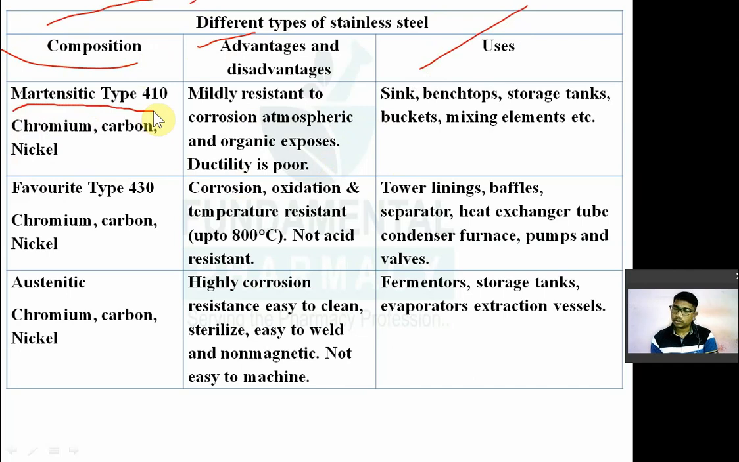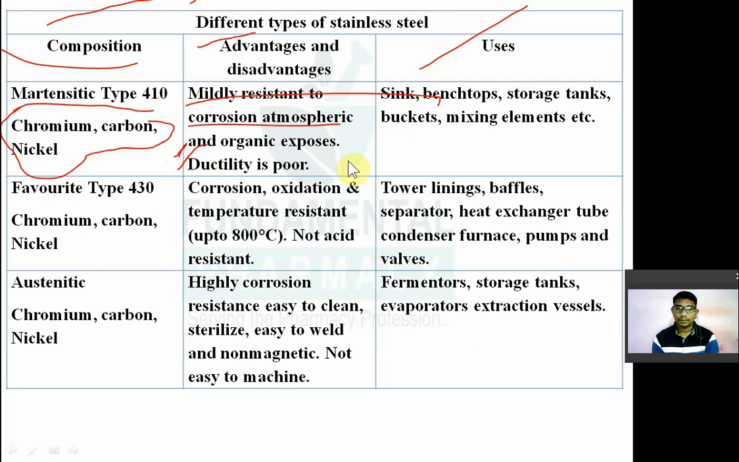So the first one is martensitic type 410 steel. It is made up of chromium, then carbon and nickel. Advantage: it is mildly resistant to corrosion, atmospheric corrosion, only a little resistance, not much, and organic exposure. So it is mildly resistant to corrosion, then atmospheric and organic exposure. Then ductility is poor.